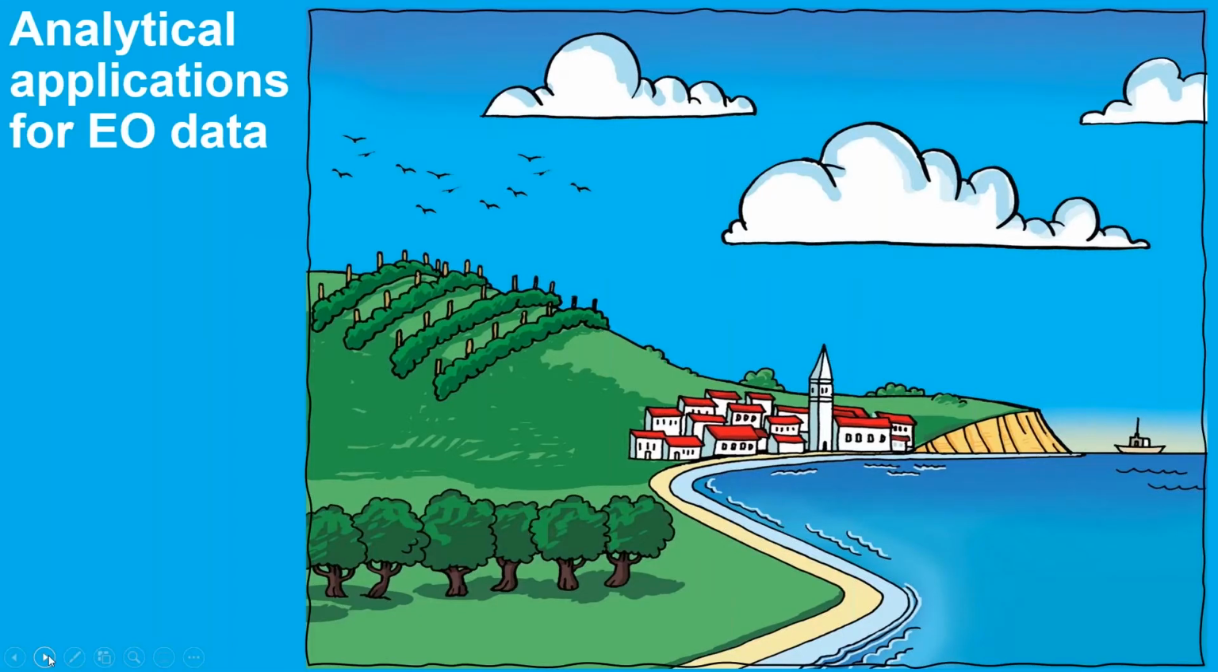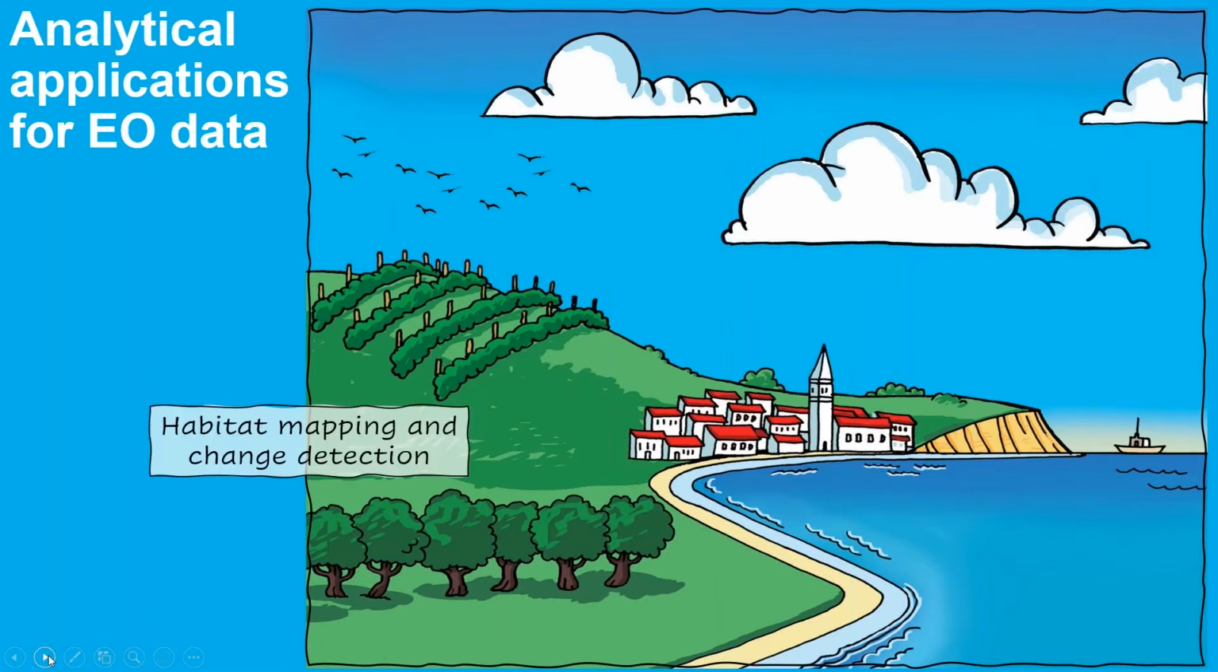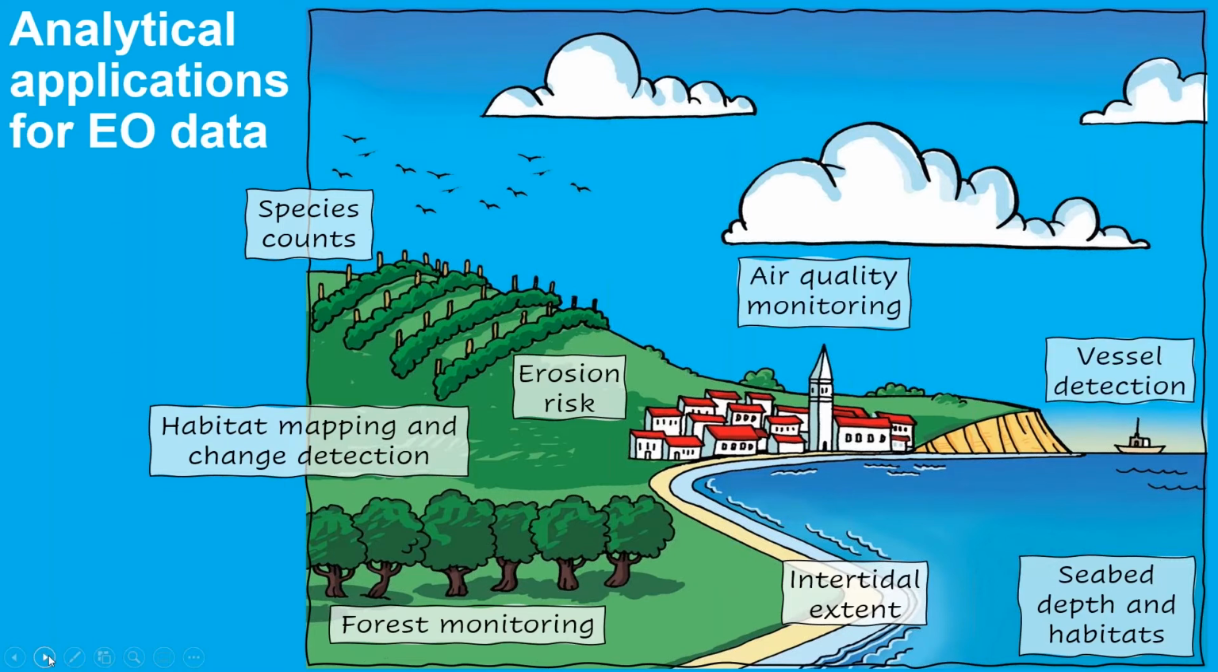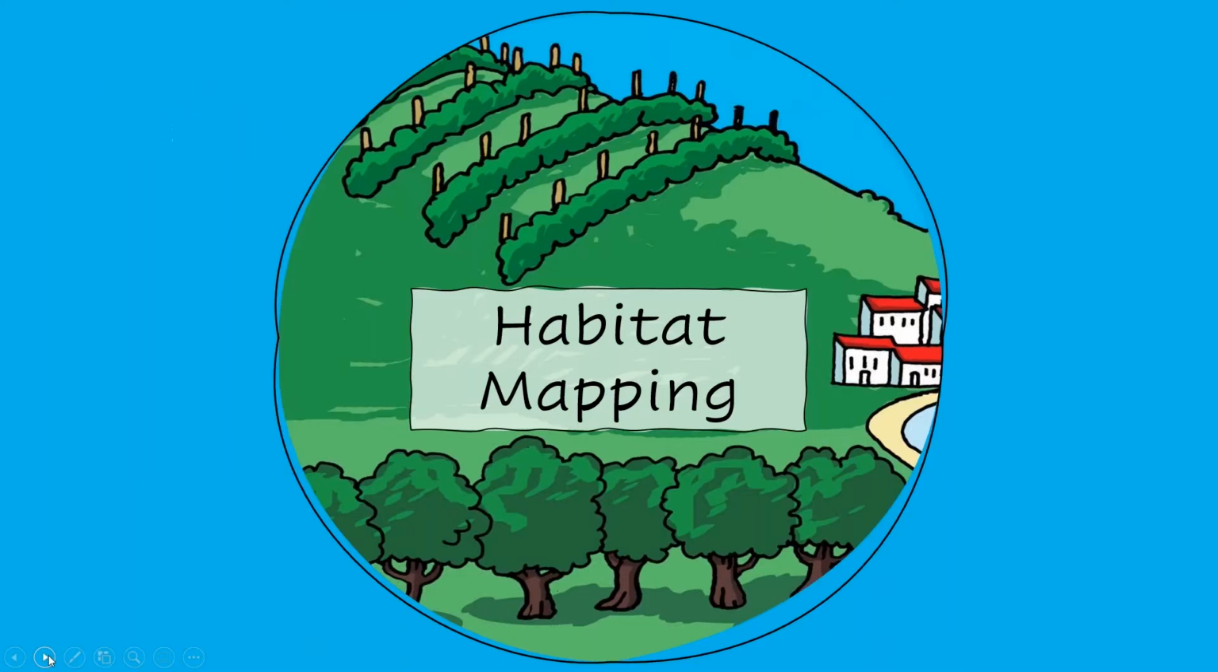So I'm going to move on now and talk about some of the analytical applications. I can't possibly cover every single thing, so this is just a bit of a taster because there are so many possible applications. So some things I thought I would talk about would be habitat mapping and change detection, erosion risk, forest monitoring, species counts, and then some marine examples, so looking at how to record the depth of seabed and seabed habitats, the intertidal extent, detecting vessels at sea, and finally an example of using satellite data for air quality monitoring. So we'll go through all of these now.